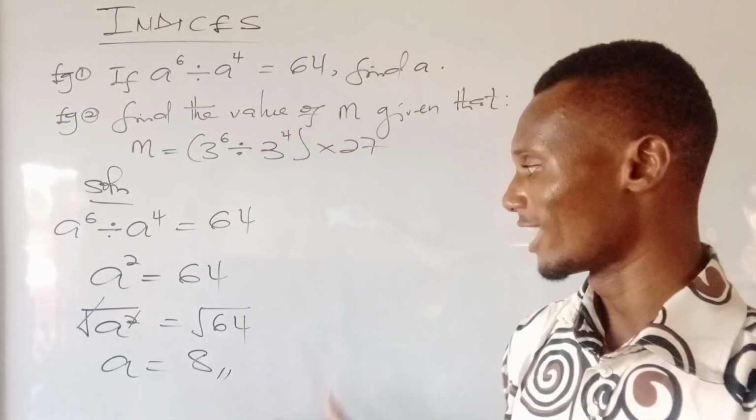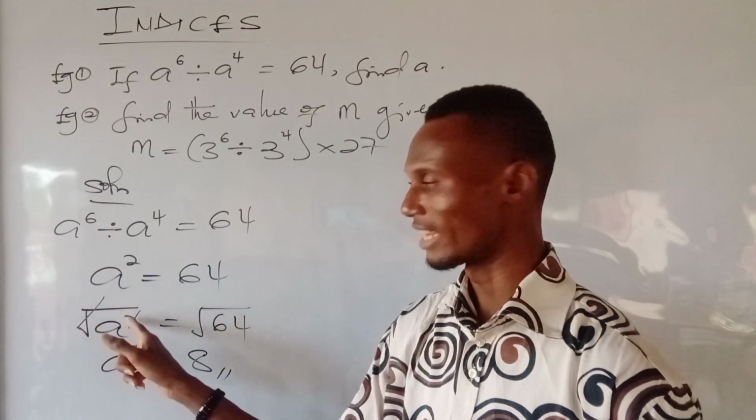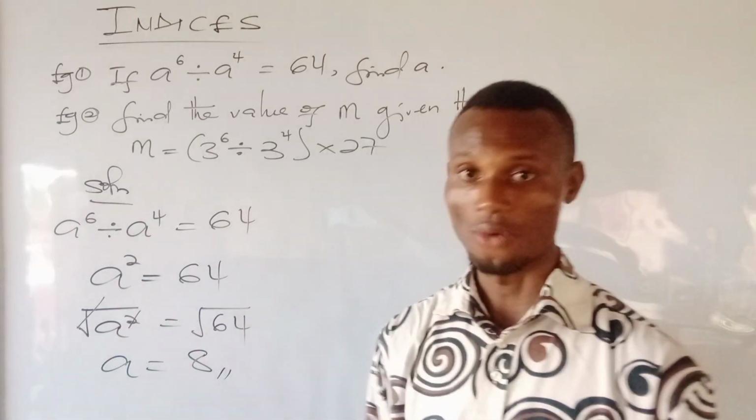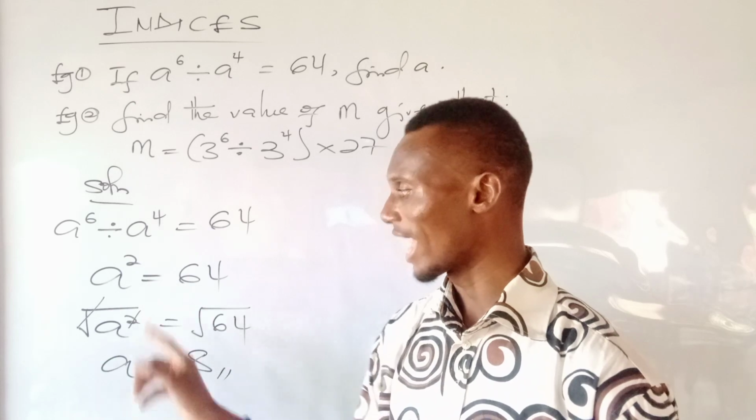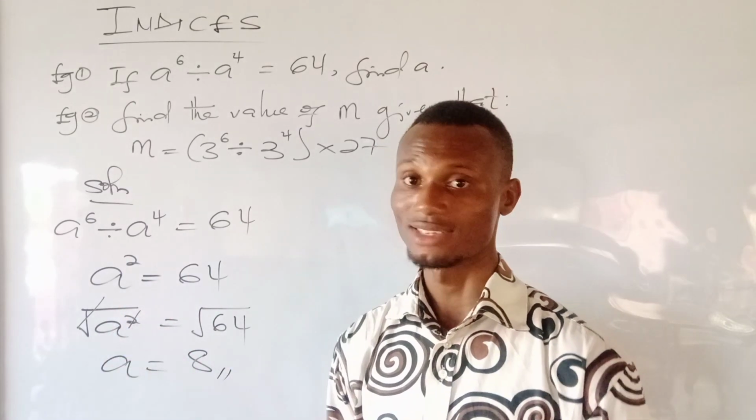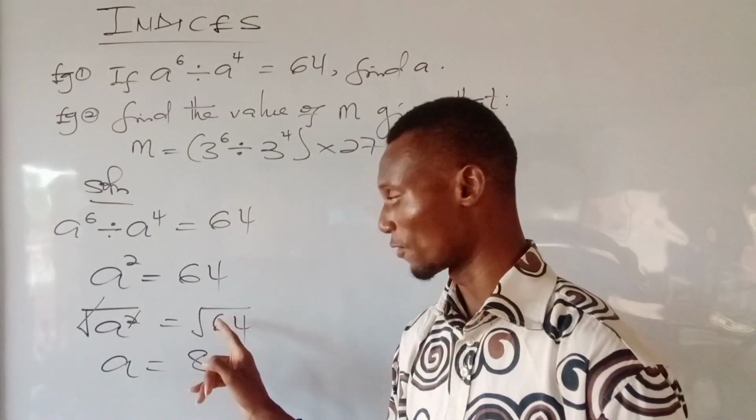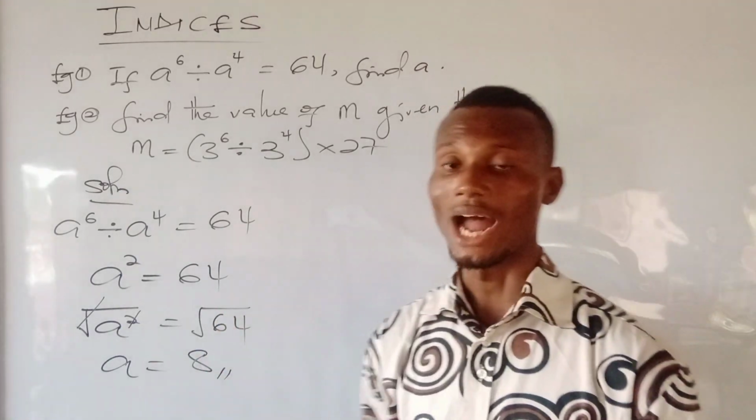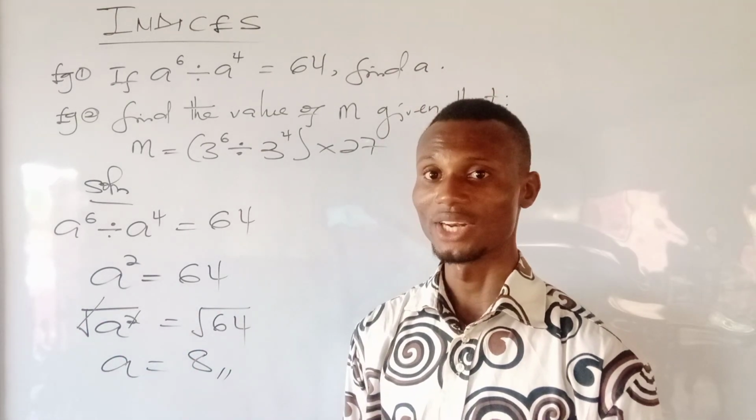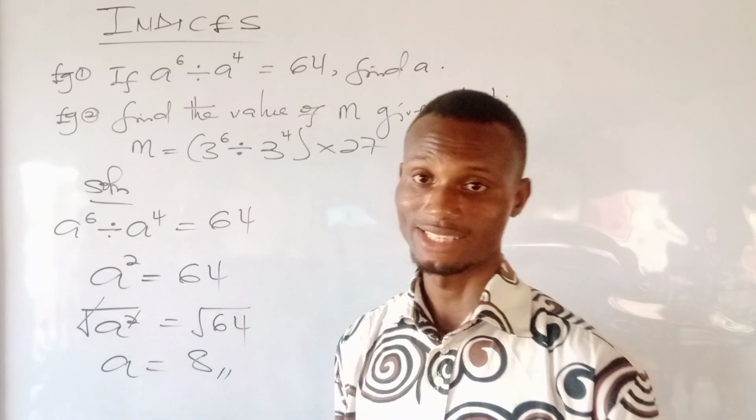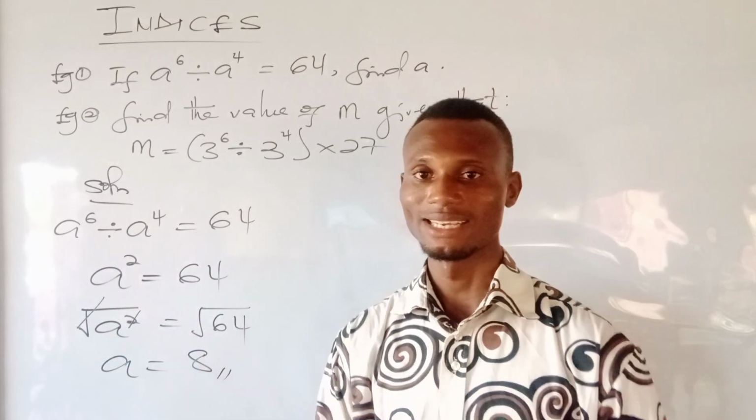Okay, so if you don't understand how come we are cancelling the square root and the power 2 away, don't worry. In other videos I will explain in detail why we have this square root and this power 2 cancelling. And also if you don't understand how come the square root of 64 is 8, I'll do a video on it to explain all those things. So don't get worried. I'll do a video to explain all these things in detail, so that you get a better understanding of it.